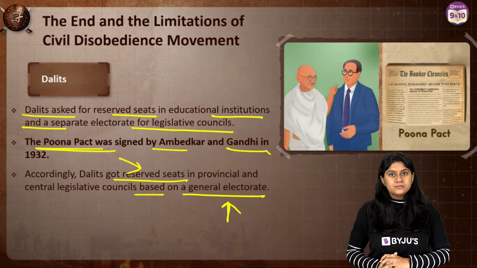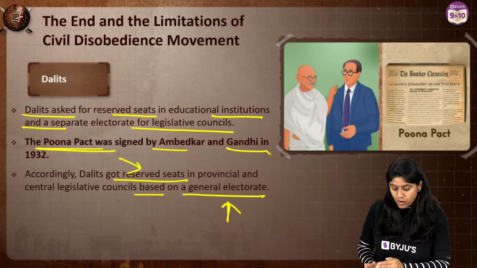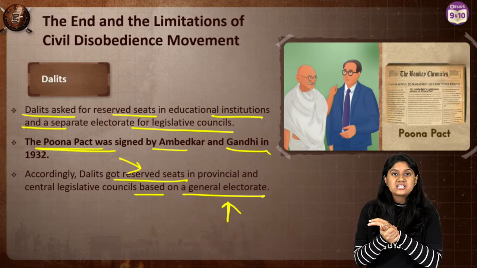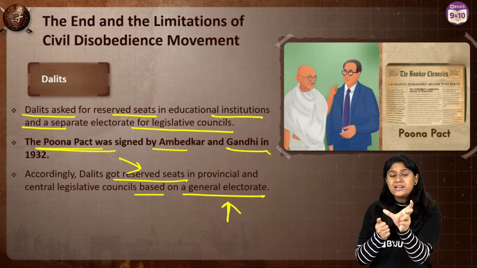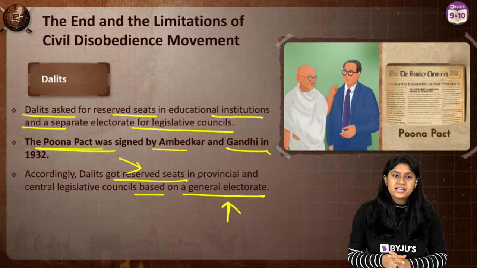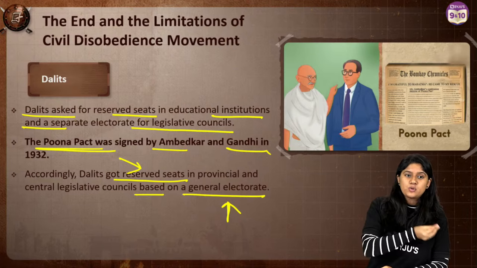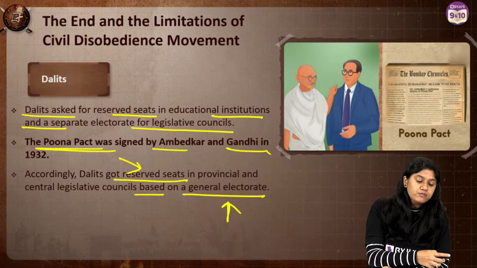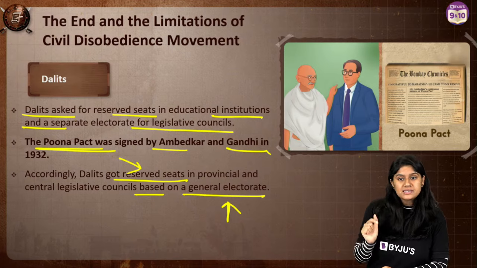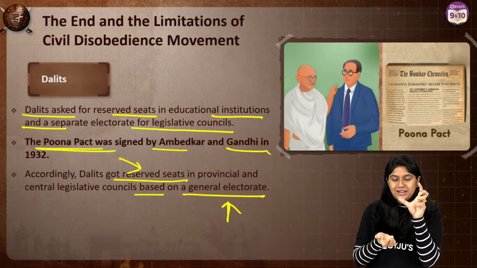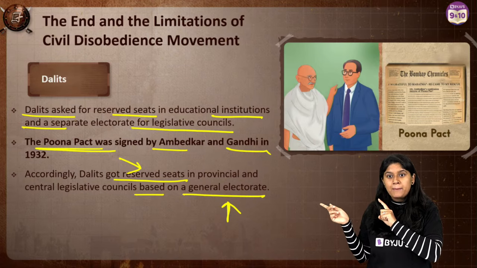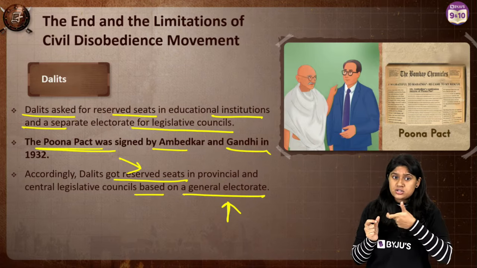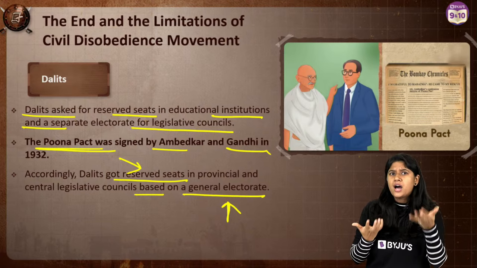Right? So what happened? We are discussing what the end was, or why there were a lot of limitations of the civil disobedience movement. There are a lot of reasons why the civil disobedience movement did not work. The civil disobedience movement was not successful because of so many reasons. One important reason is that the Dalits, the word that we are using, Dalit, was not used back then. Now we call it Dalit. Now we use the word scheduled caste, right? Or of course we should use the word Harijans, right?